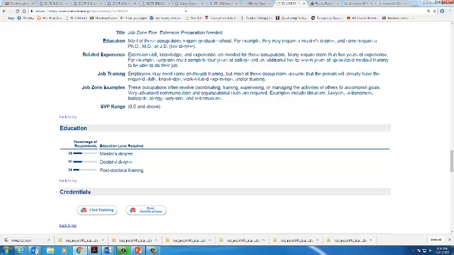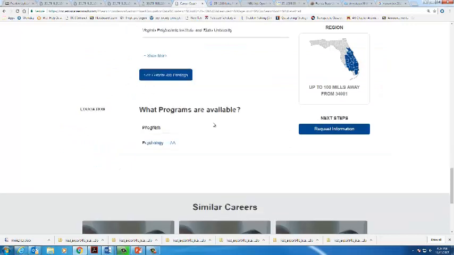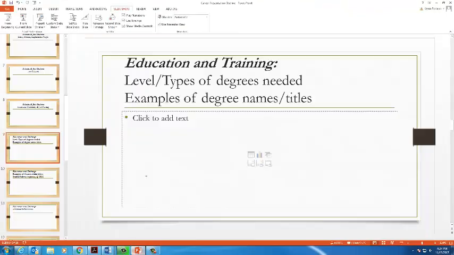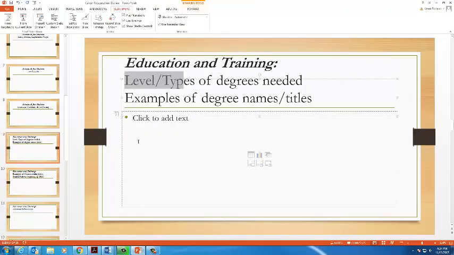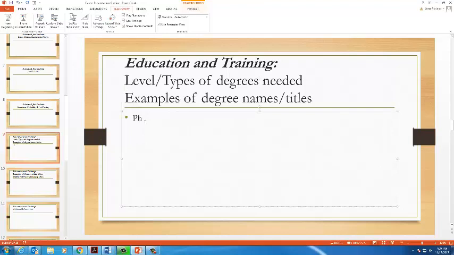So what are the resources you should use? Once we know the level of degree that's required, that's going to be here. So the level is going to be a PhD. And we know that in order to earn a PhD, we're going to need to do an AA, and then a bachelor's, and then a master's, and then a PhD. So that would answer this first question of level.